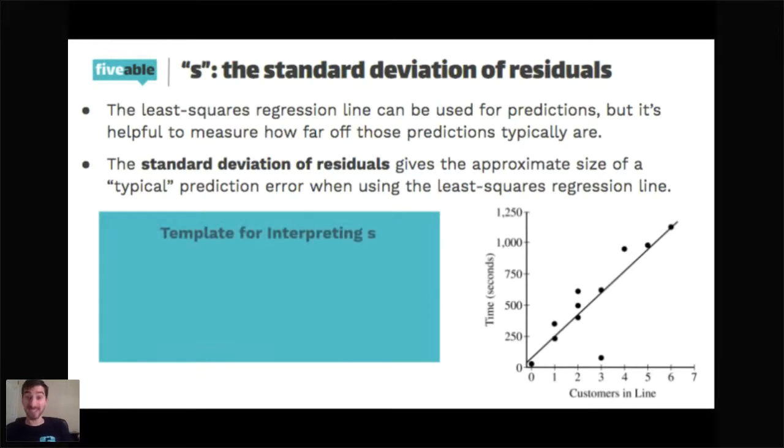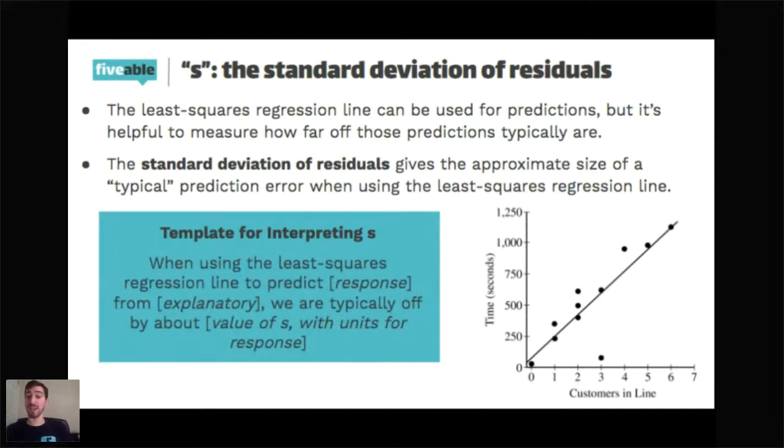And for your tests coming up, if you're trying to interpret this, I like to treat this as a fill in the blank exercise, where you would just say, using the least squared regression line to predict whatever the response variable is from whatever the explanatory variable is, we're typically off by whatever S is, whatever that number is, and then you include units.